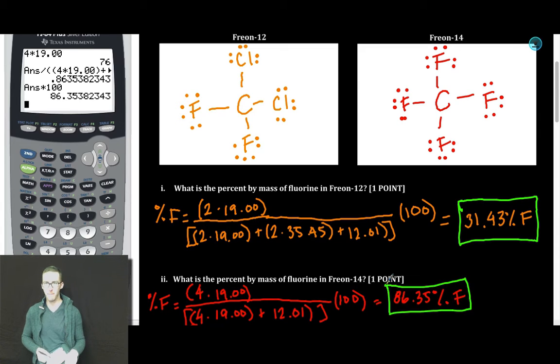86.35% fluorine. Boom. Stop and think for a moment. Makes sense that fluorine makes up a much larger percent by mass in Freon 14 than it does in Freon 12. Take a moment, pause the vid, stop and look at these two numerical setups.